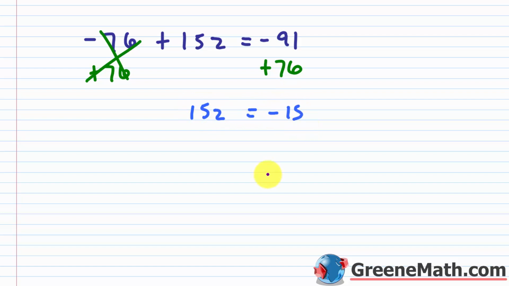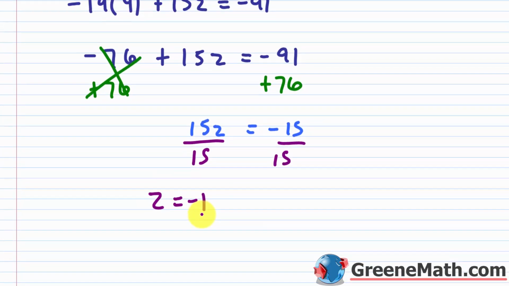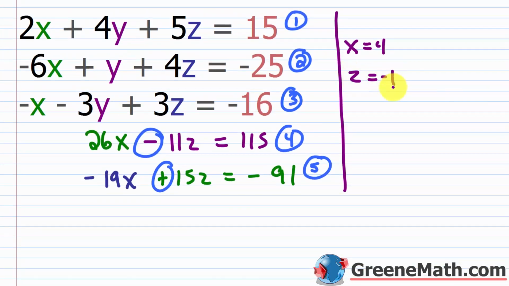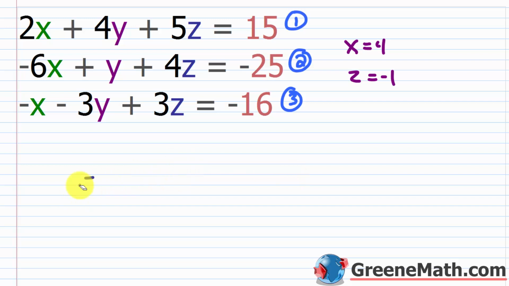So we know z is going to be negative 1, right? Divide both sides by 15. We get that z is equal to negative 1. Okay, so let me put z is equal to negative 1. All right, so we know x is 4. We know z is negative 1. We really can erase these two equations at this point because we don't need them anymore. Now all we need to do is figure out what y is.